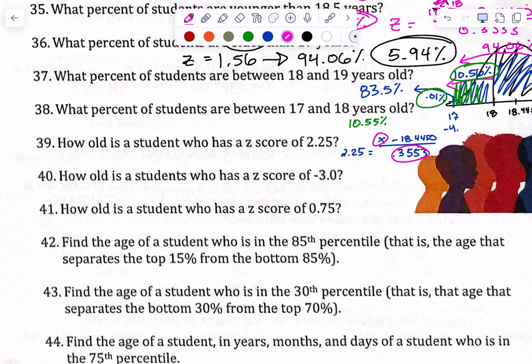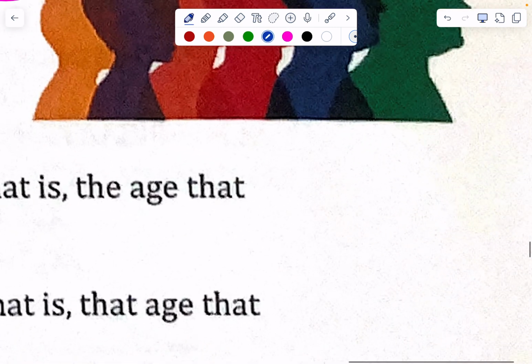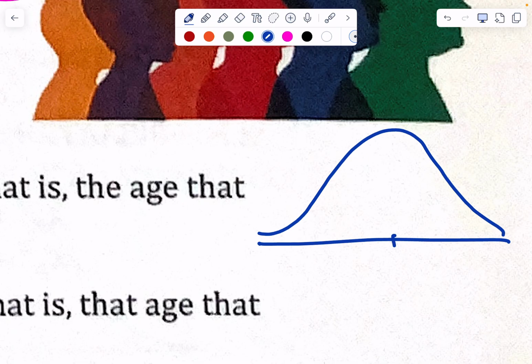So 0.8500 and then we look on the z-score table. Okay, 42. 43 is the same, but 42 is 85% versus 43 is 30%. If you are in the 85th percentile, where do you live on the bell curve? You live all the way over here, right? 85% of people are lower than you.